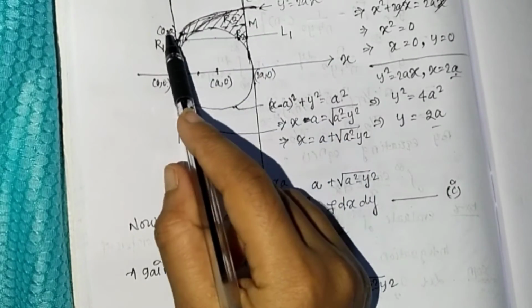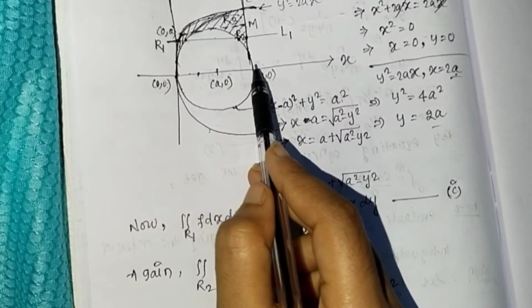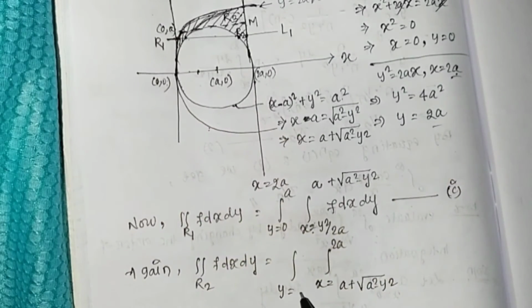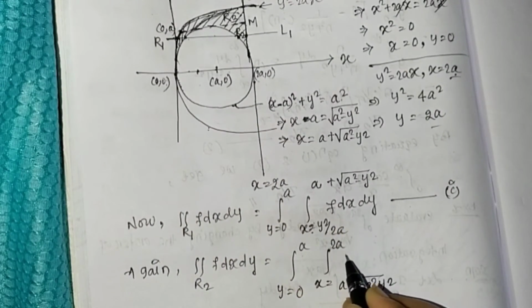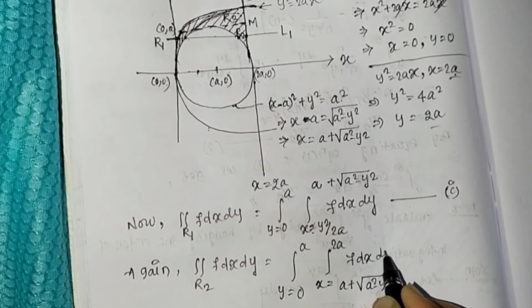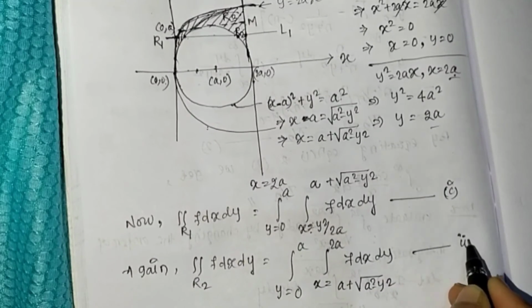This is our a point. So y is from 0 to a, y equal to 0 to a of f dx dy. This is our equation 2.